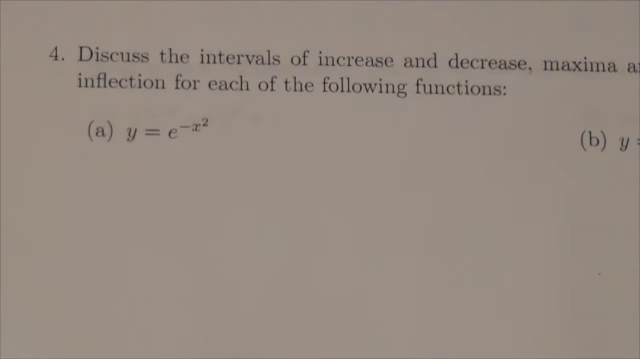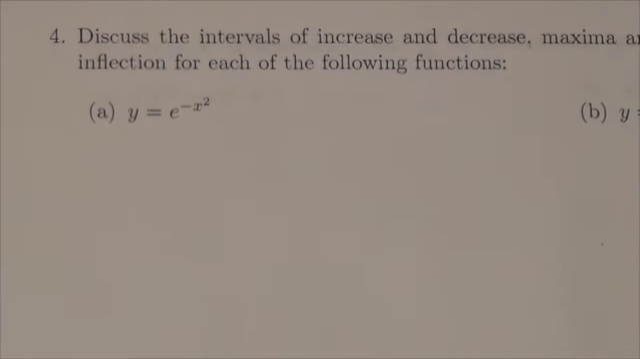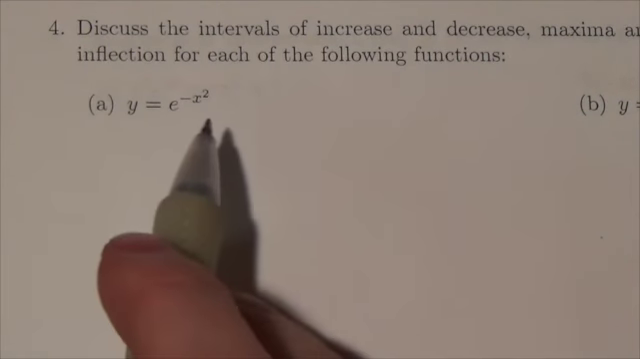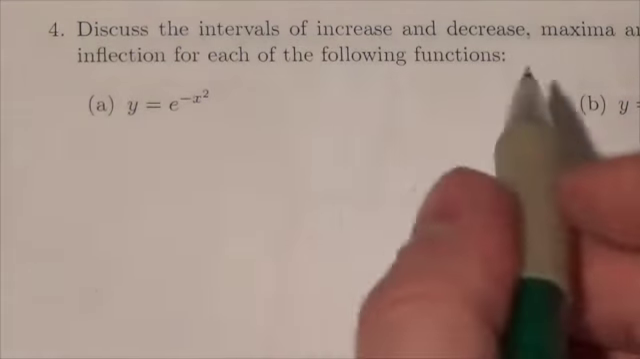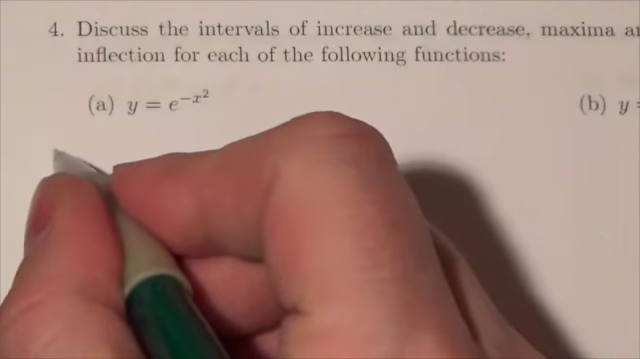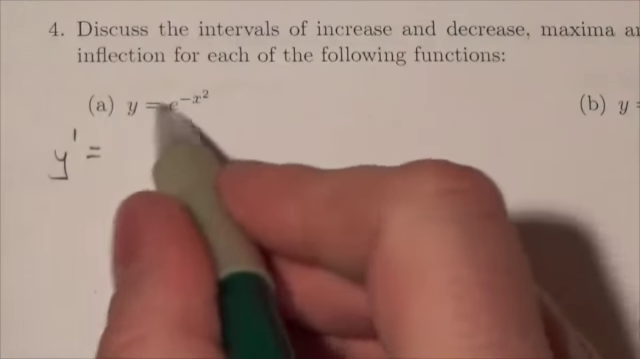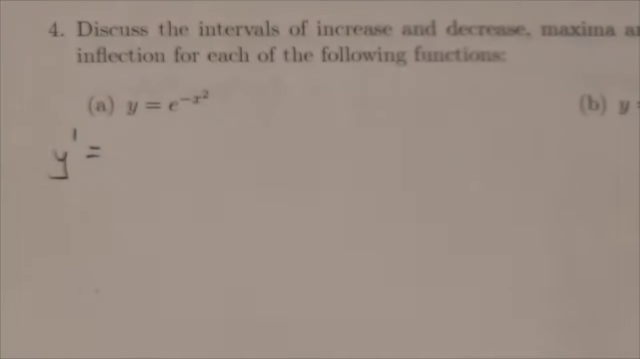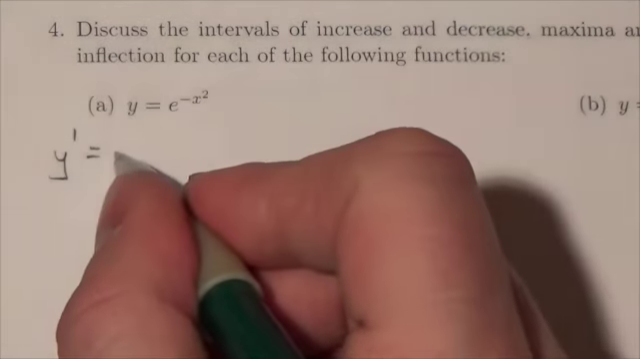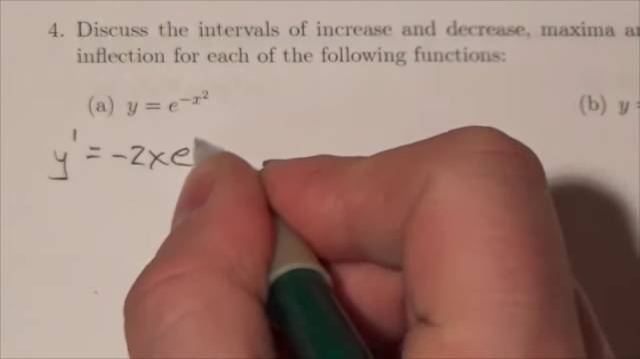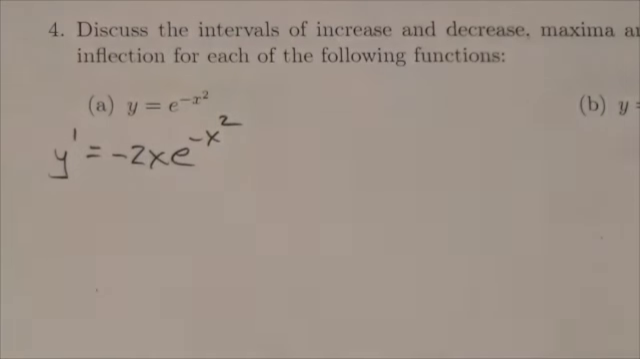The first one that we're going to look at here is an exponential function, e to the negative x squared. So to find the intervals of increase and decrease, the first thing I'm going to do is take the derivative. Because this is an exponential function, the derivative of e to the negative x squared is going to be e to the negative x squared, multiplied by the derivative of the exponent, in this case negative 2x. So this will be negative 2x e to the negative x squared.